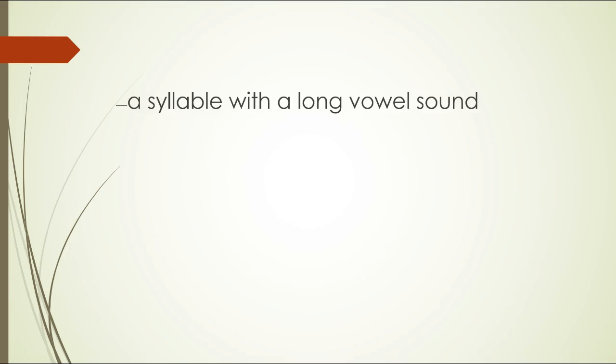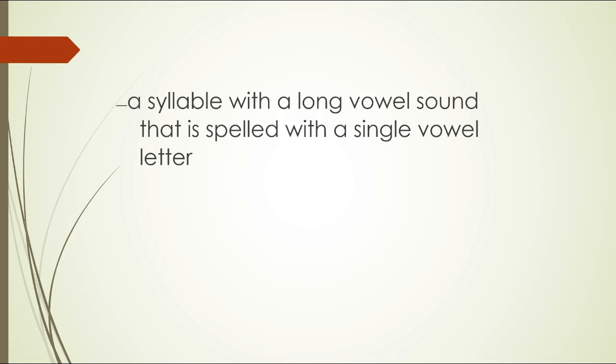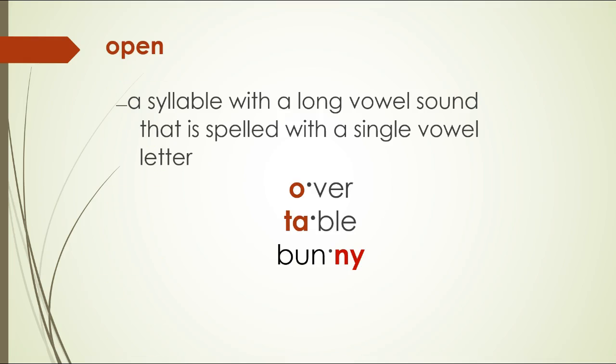Our next syllable is an open syllable. An open syllable has a long vowel sound that is spelled with a single vowel letter. So we're talking about a long vowel at the end of a syllable. So that would be he, over, but we're just looking at the O because over has 2 syllables, or table, the T and the A, that's an open syllable because we have a long vowel at the end.